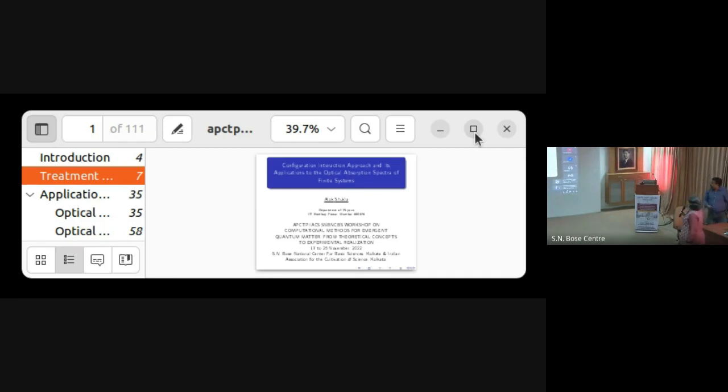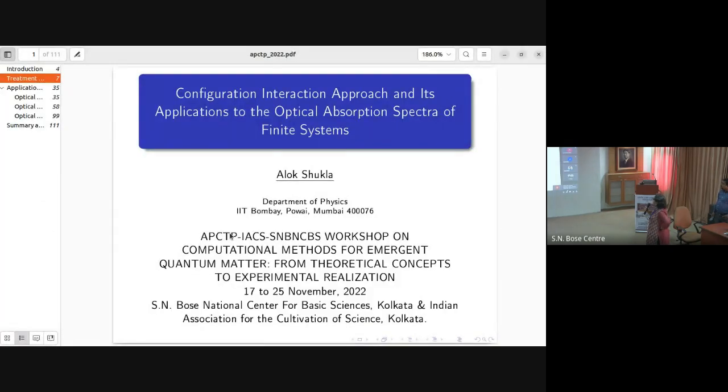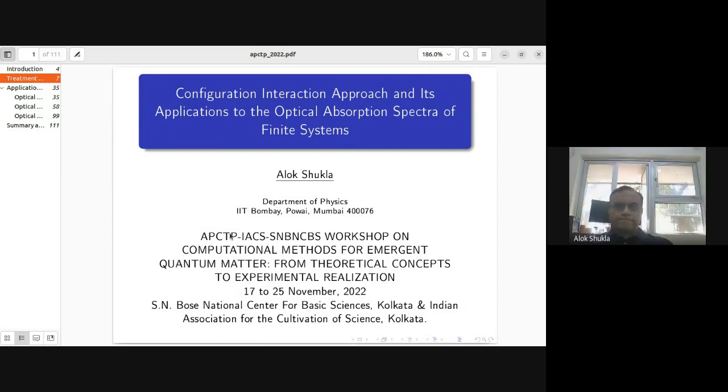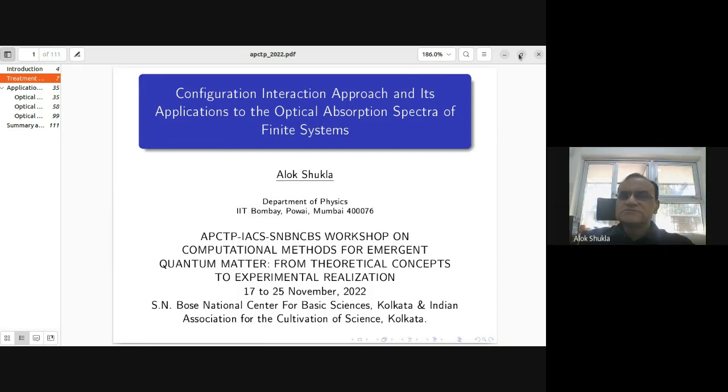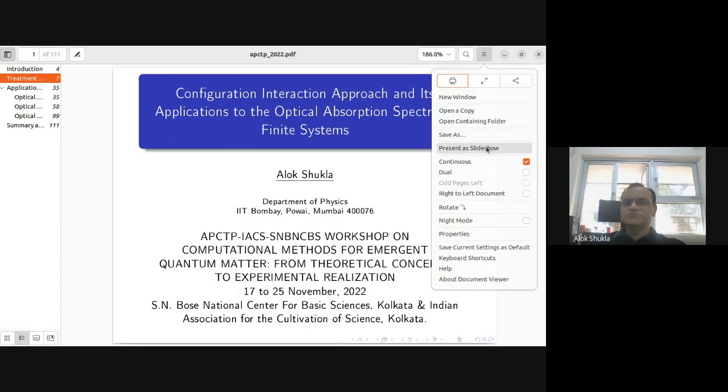Can we have this screen, please? Because he's going to tell us about the configuration interaction approach and its application to calculate the optical absorption spectra of finite systems. So with that, I hand you over to Alok Shukla. Can you hear me, Alok? Yeah, please start. I'll go to the full screen mode.